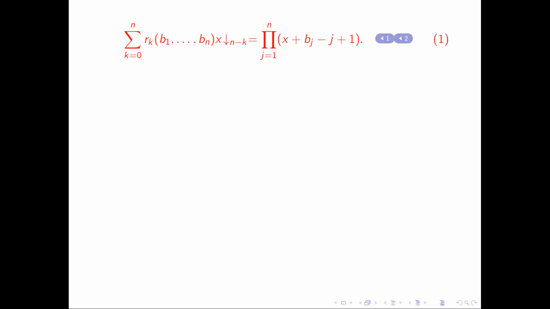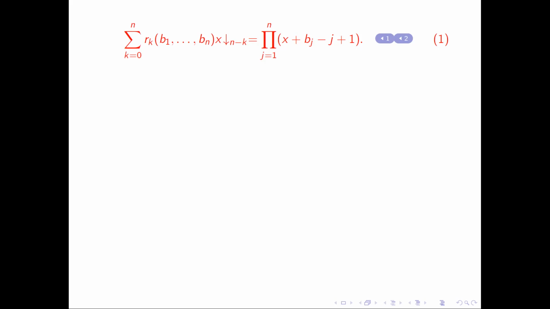Okay, and we had this strange notation, x down arrow n minus k. That was the falling factorial notation, which means you start with x and then you decrease by 1 for each factor. So it would be like x times x minus 1 times etc. And you keep going until you get a total of n minus k factors multiplied together.